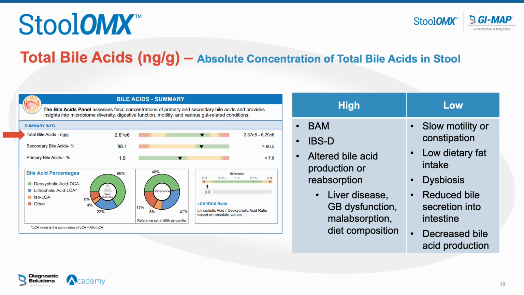Some of the reasons why total bile acids could be low are slow motility or constipation. This allows for more time for those bile acids to be absorbed. A low-fat diet, dysbiosis, reduced bile secretions into the intestine, or decreased bile acid production.